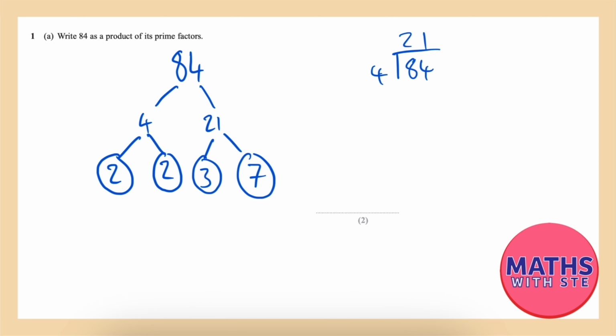Right, cool, so we've done our factor tree. And now it says, write 84 as a product of its prime factors. All we need to do is put them together. So we've got 2 twice, so therefore I can say 2 to the power of 2, times 3, which is 3 to the power of 1 but we don't need to put the 1, times 7. And that equals 84.